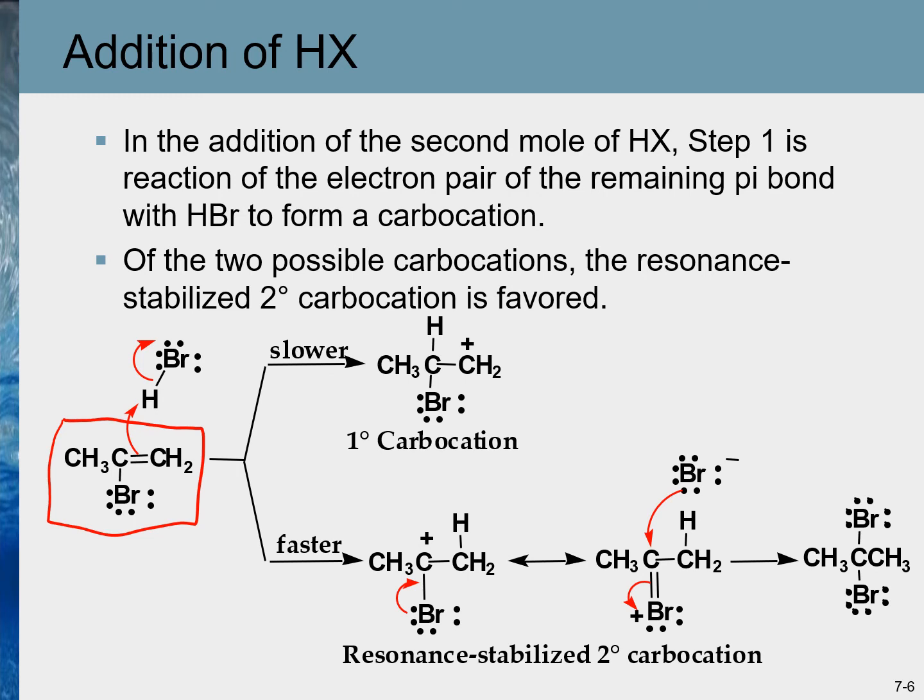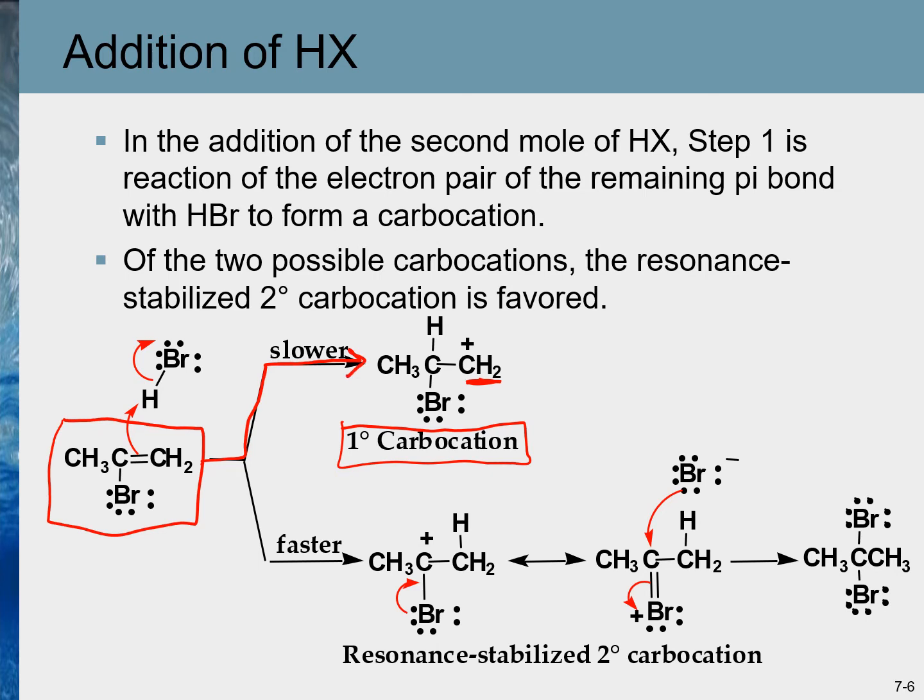One possibility is that if the carbocation forms on number 1 carbon, in this case it will be a primary carbocation, and we know that primary carbocations are not very stable. So therefore, this process will be slower because the product is not very stable.